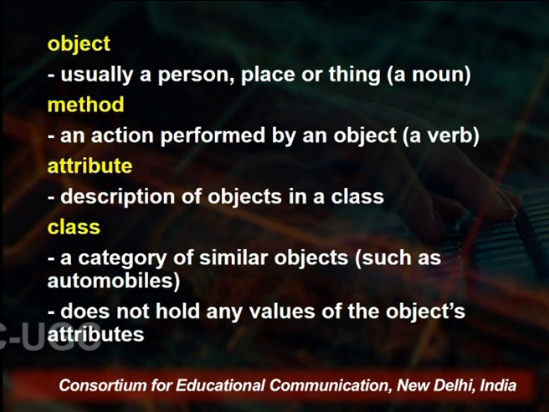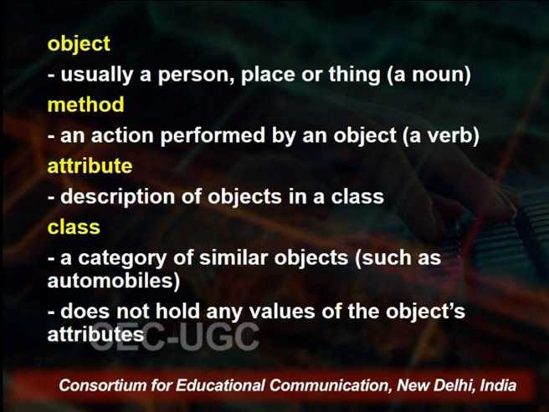So we have an object that could be a person, place or thing, any real world entity. In order to describe that real world entity, we have attributes, and in order to code the action performed by those objects, we have methods. When we talk about the term class, a class is actually a category of similar objects.